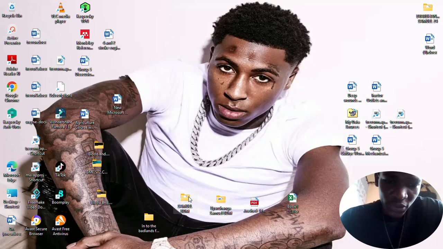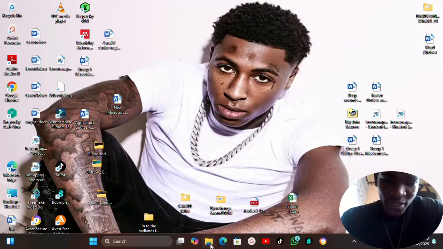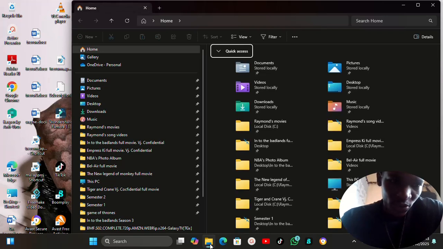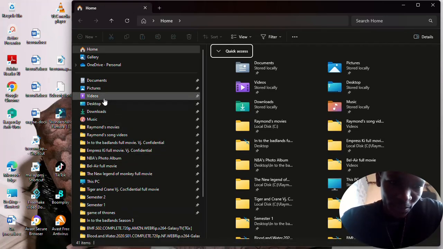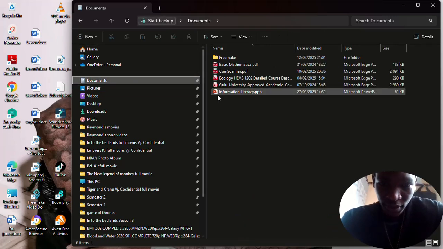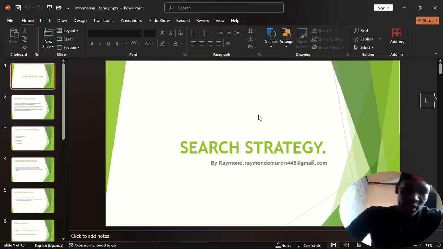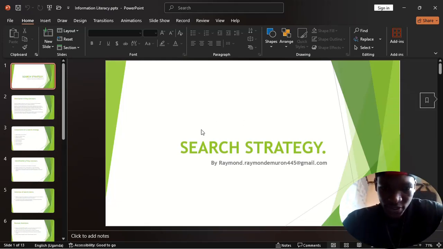So today I'm going to take you through what we call the search strategy, like the strategies you're supposed to go through when you're trying to do research. I'll open my document here, the one I'm going to use to take you through the search strategy. As you can see, the first slide shows what we call a search strategy, presented to you by Raymond, and this is my email.